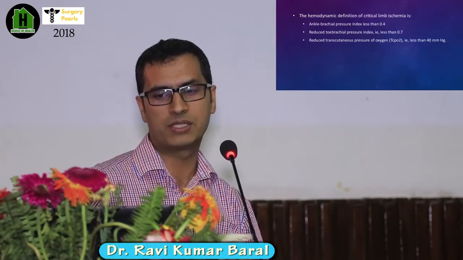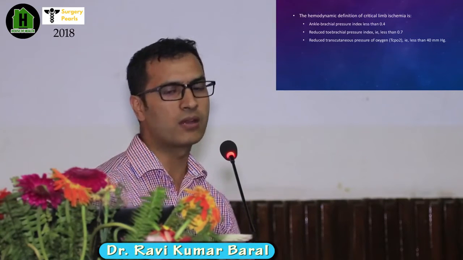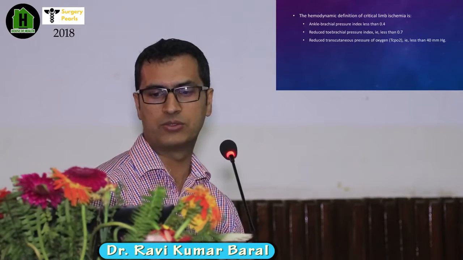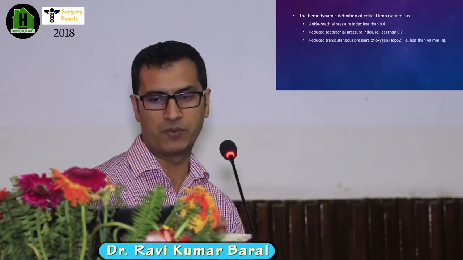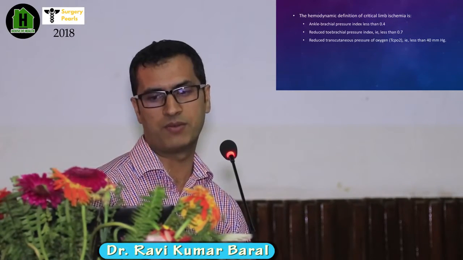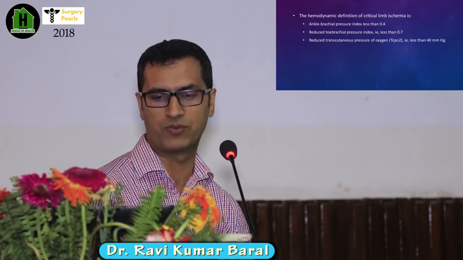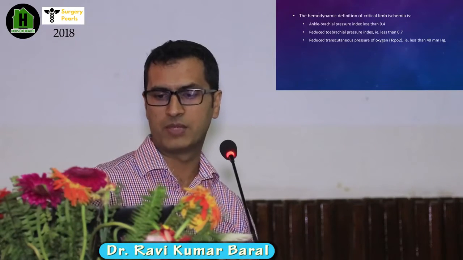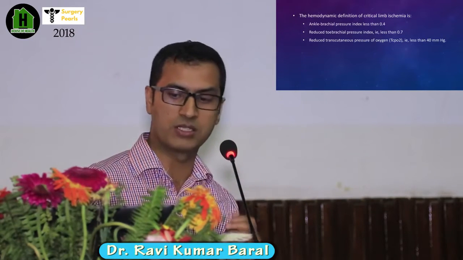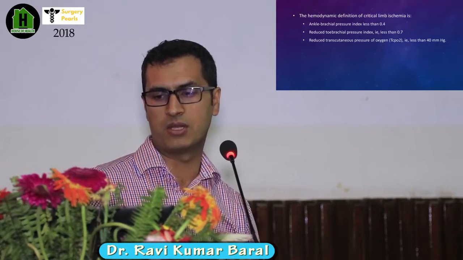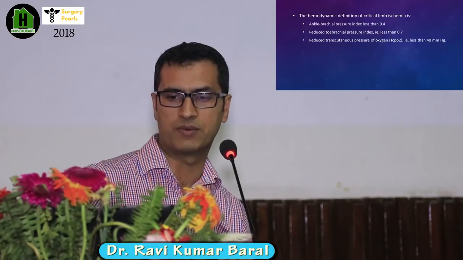The hemodynamic definition of critical limb ischemia is when the ankle brachial pressure index is less than 0.4. When it is less than 0.7, it is limb ischemia only, but when it is less than 0.4, it is critical limb ischemia. And transcutaneous pressure of oxygen is also taken as a hemodynamic definition, where it is less than 40 millimeters of mercury.